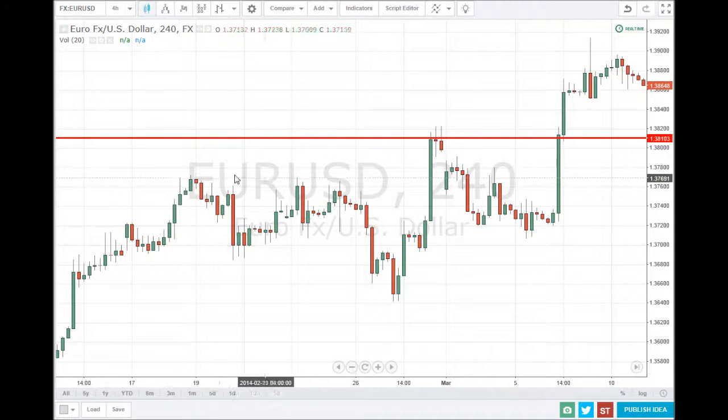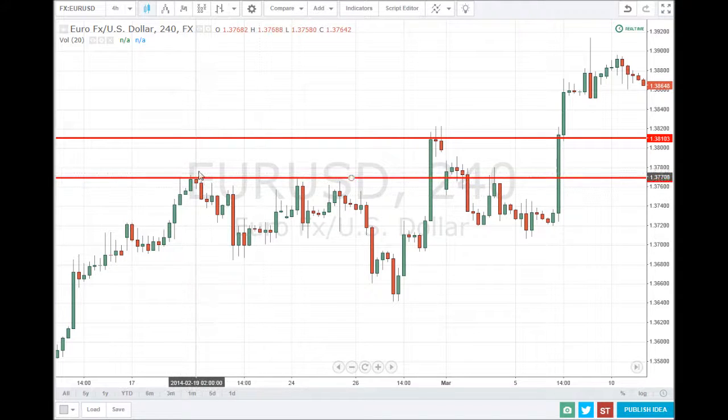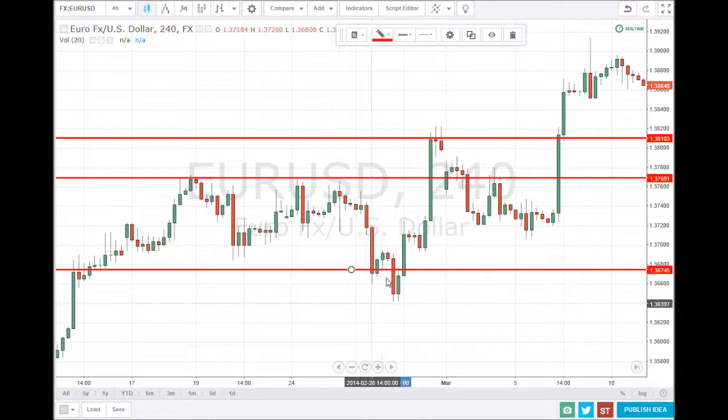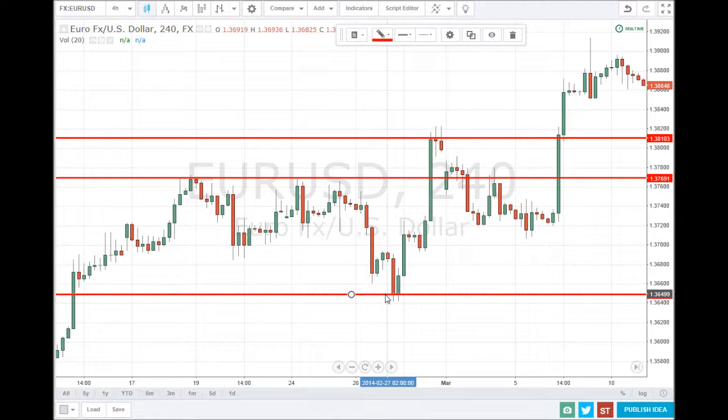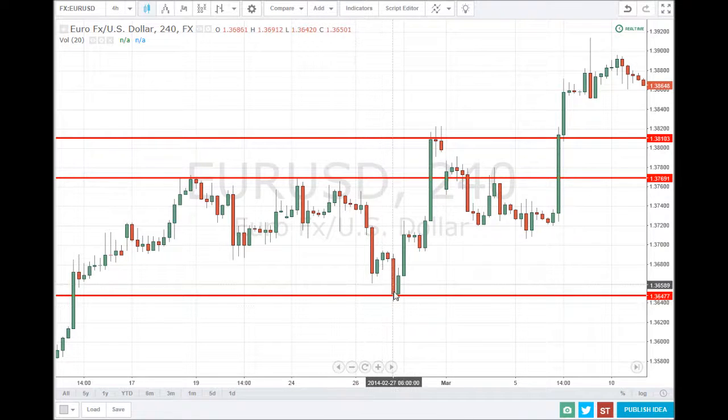Another level could be here. We have a number of price reversals at this level that may become clearer once it's marked. Okay, so price here, rejection here, here, here, and here. And then let's mark this low here as a support. Price has come down and strongly moved on the upside.